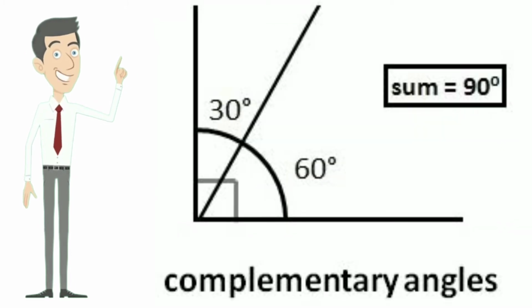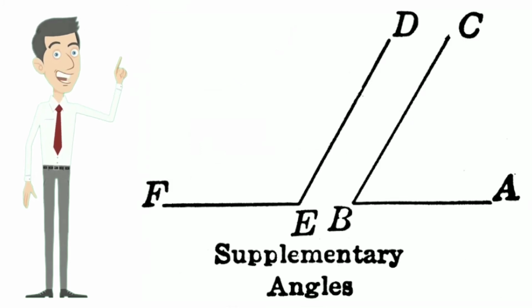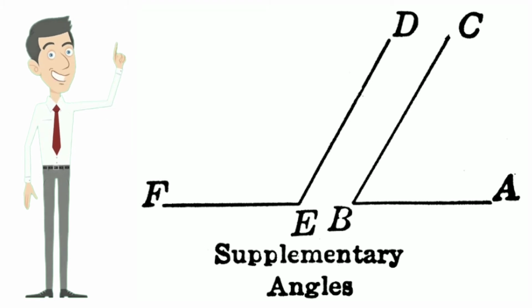Complementary angles. Two angles are complementary if the sum of their measures is 90 degrees. Supplementary angles. Two angles are supplementary if the sum of their measures is 180 degrees.